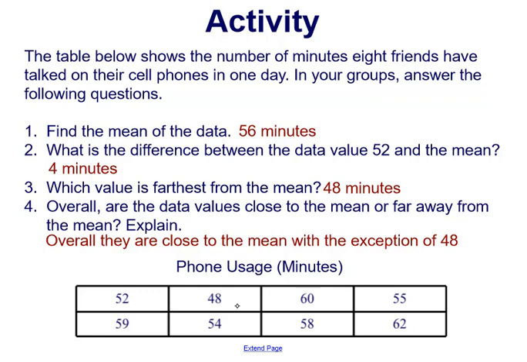That was answering question 3, which value is farthest from the mean. But then we only have 60, which is 4 minutes, and 58, 2 minutes, 55, 1 minute, and 62. So all of the data points, overall, are close to the mean except for that exception of 48. Maybe 48 could be considered the outlier here. But overall, they're close to that mean of 56. So when you're talking about how close data values are to the mean or how far away they are, that's talking about a mean absolute deviation.